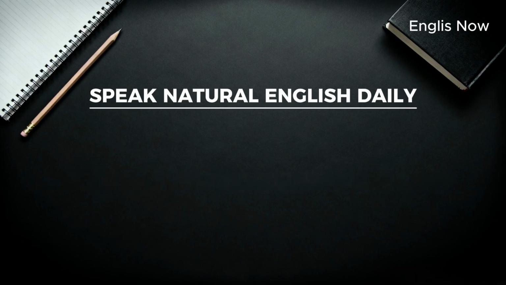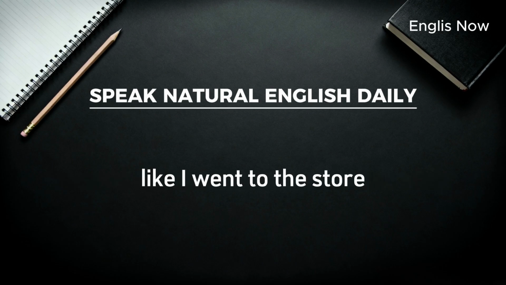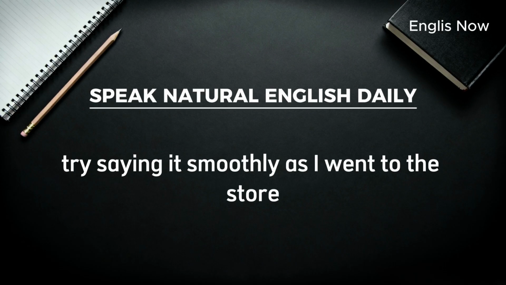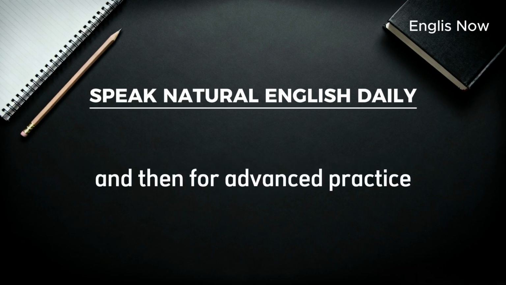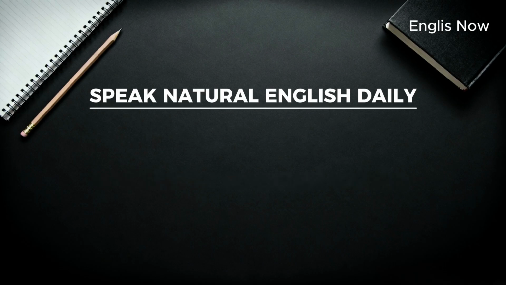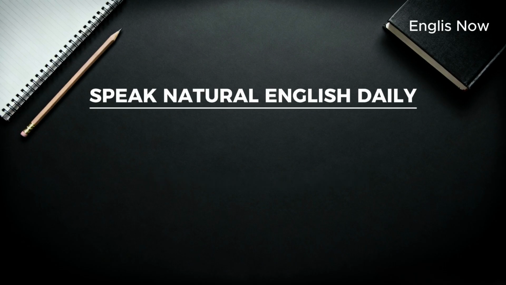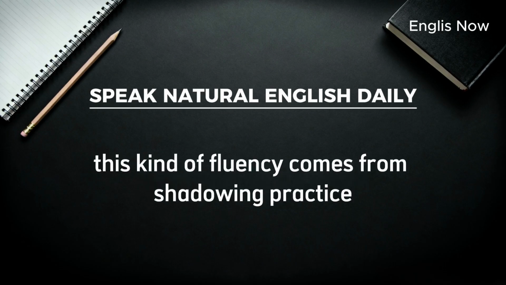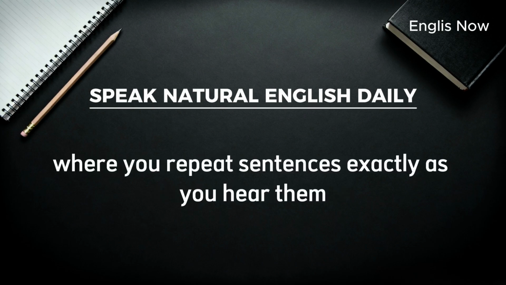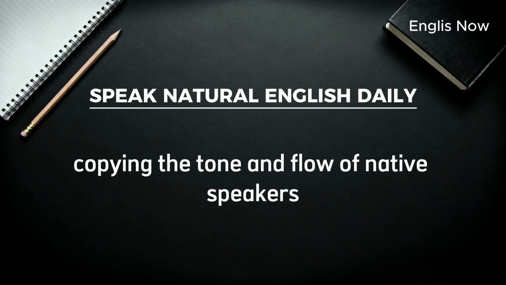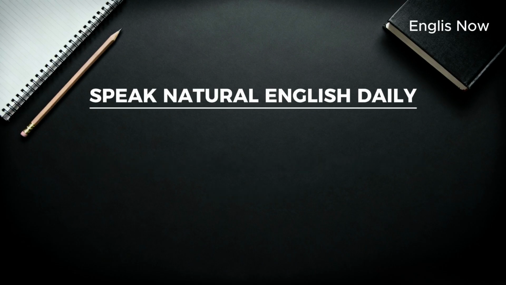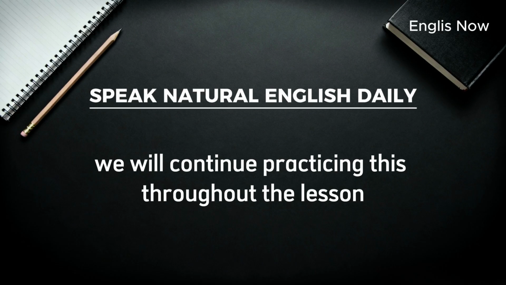For example, instead of saying each word separately like, "I... went... to... the... store," try saying it smoothly as, "I went to the store." And then, for advanced practice, "I went to the store to pick up some essentials before dinner." Notice how the sentence flows naturally when spoken in rhythm. This kind of fluency comes from shadowing practice, where you repeat sentences exactly as you hear them, copying the tone and flow of native speakers. We will continue practicing this throughout the lesson.